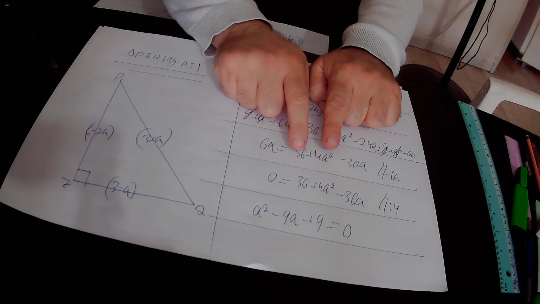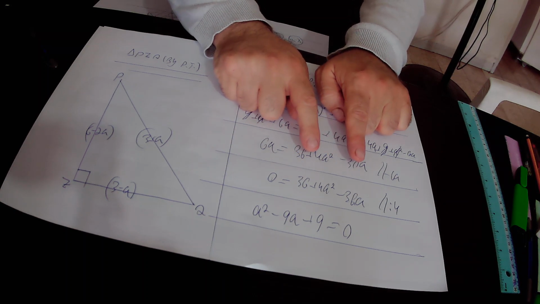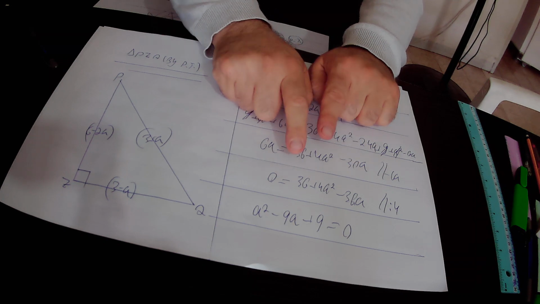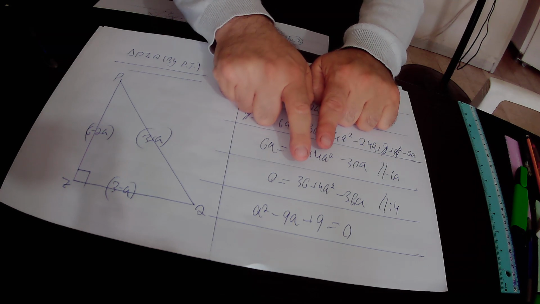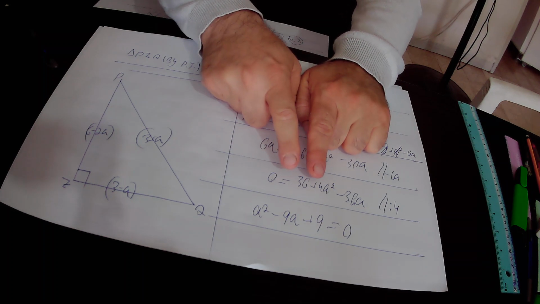Here we divided this quadratic equation by 4, and we found out that 4a squared over 4 is a squared, minus 36a over 4 is minus 9a, and 36 over 4 is 9. In conclusion, we found out that a squared minus 9a plus 9 equals 0.